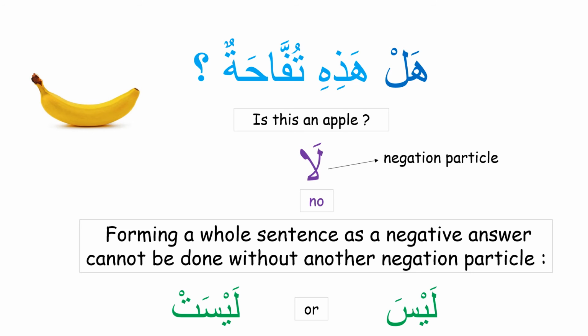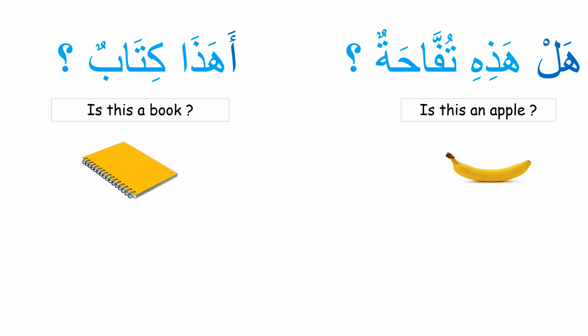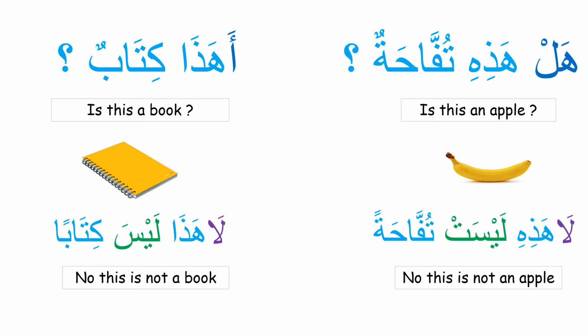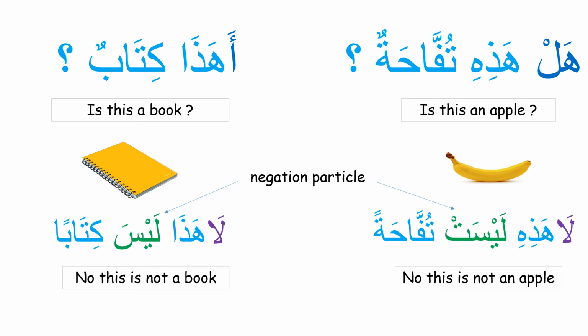However, I will briefly touch on this part since we will be dedicating a whole series to negation particles at the right time. So our examples are هل هذه تفاحة and أهذا كتاب. And the answers are لا هذه ليست تفاحة, لا هذا ليس كتابا. Again, لا هذه ليست تفاحة, لا هذا ليس كتابا.